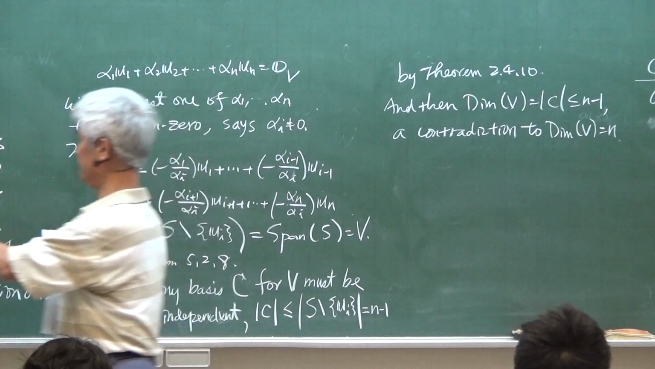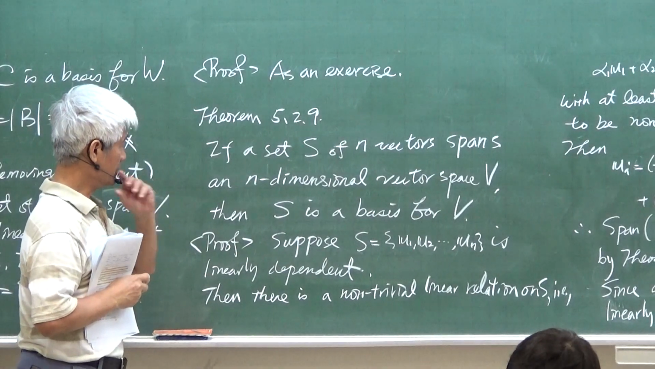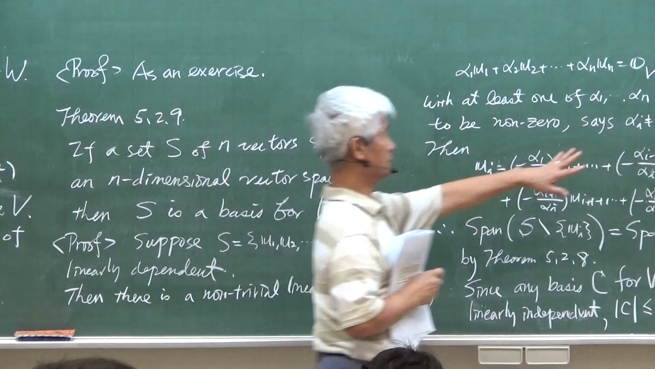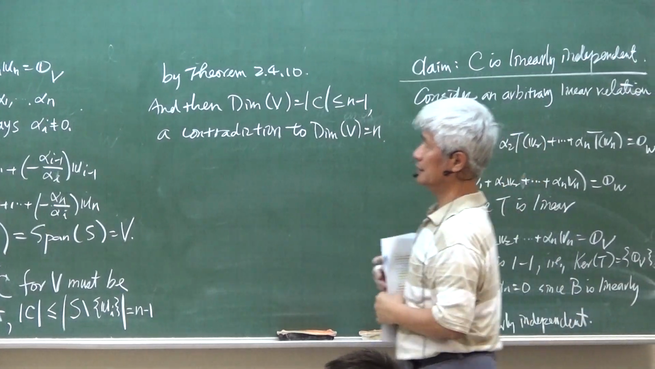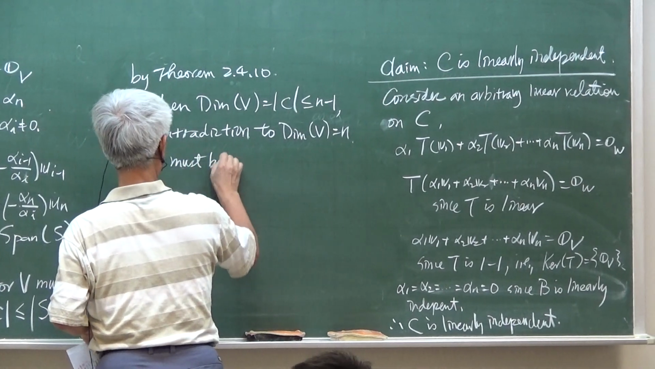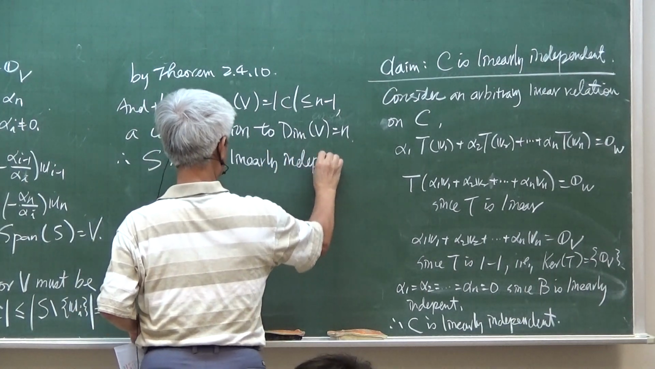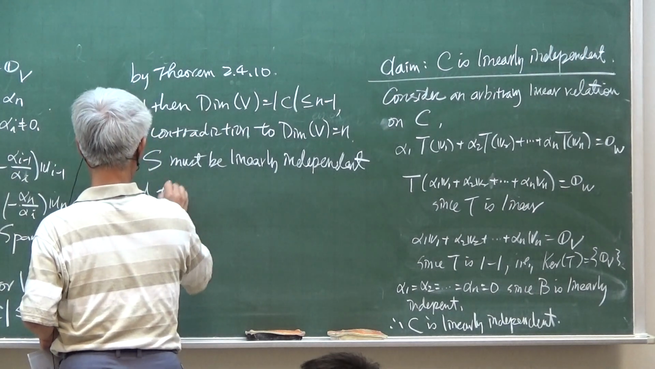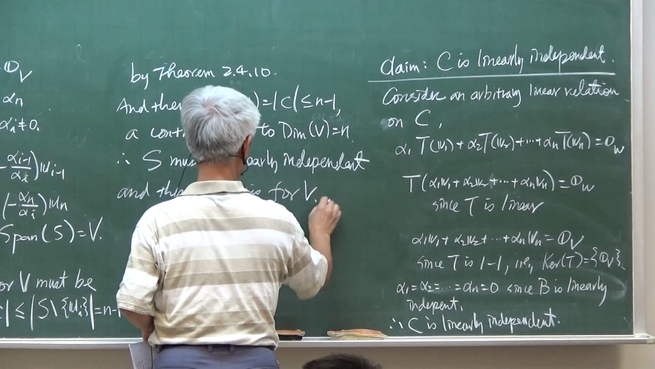So the assumption here that S is linearly dependent gives us a contradiction to the dimension of V being equal to n, so that S must be linearly independent, and then a basis for V. Okay.